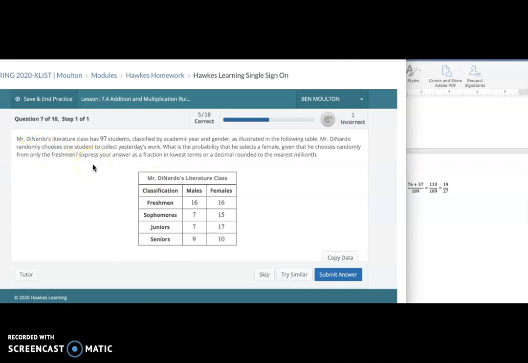So right now, I could probably tell you that the answer is going to be 1/2, because if he's only picking from the freshmen, he's got 16 males, 16 females, equal number of both. So 16 out of what, 32? It's going to reduce to 1/2. So that should do it for that problem.